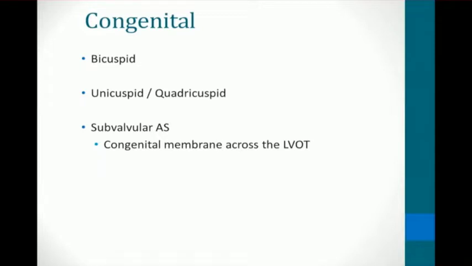Another congenital malformation is when a membrane grows across the left ventricular outflow tract, creating subvalvular aortic stenosis. In these patients, their aortic valve may look completely normal, but will have increased flow velocities in the outflow tract. That's why it's important to look at valve morphology. If the valve looks normal but there are increased flow velocities, take a closer look at the LVOT.